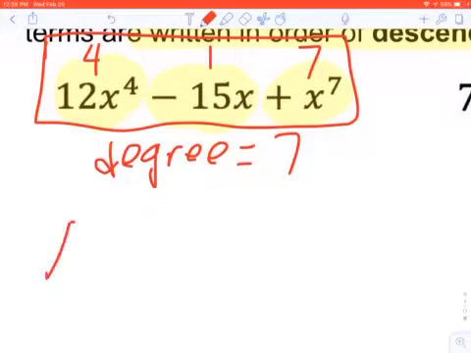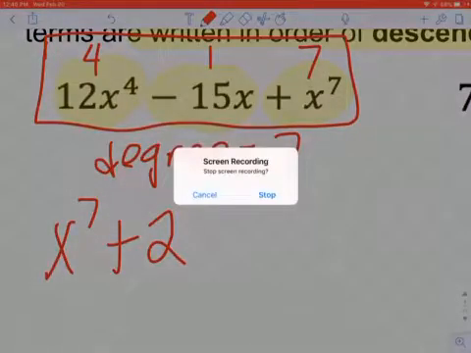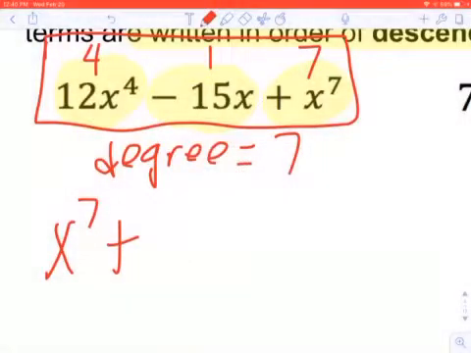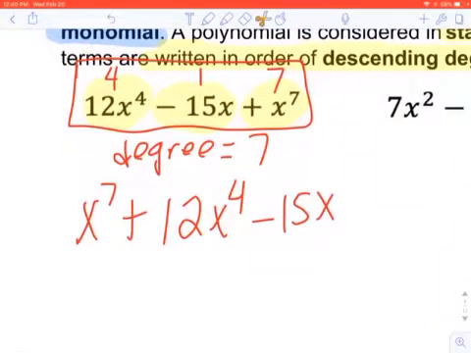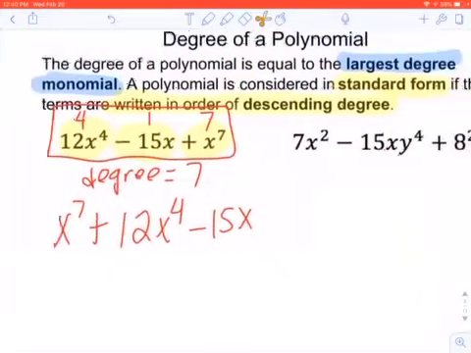And then we're going to rewrite that in standard form. So we put the largest degree term first, and then we do the next highest degree term, which would be 12x to the fourth power, and then minus 15x. So we rearranged the 3 terms so they were in order from largest degree of 7 and then all the way down to the smallest degree of 1.